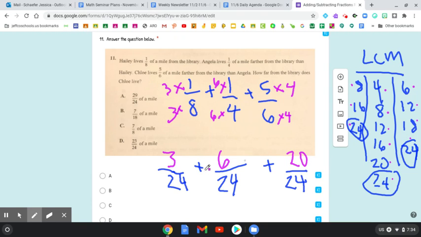So I have common denominators. I'm ready to add. So 20 plus 6 plus 3 would be 29 24ths. And that option is available. So I'm going to go with A.